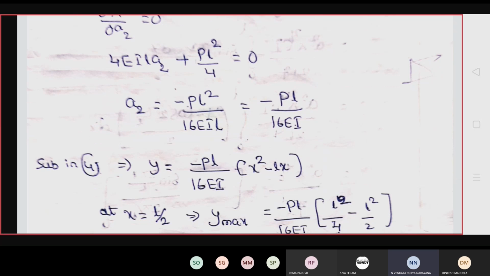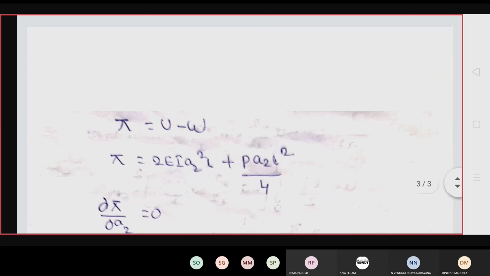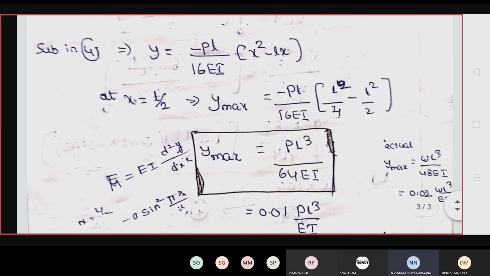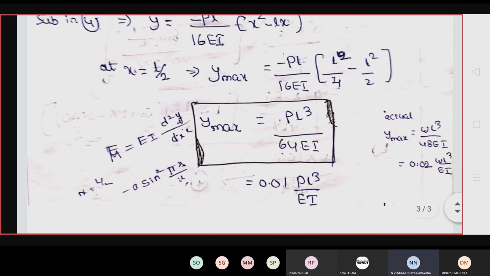After that, y equals minus PL by 16 EI times x square minus lx. At x equal to L by 2, since we know the point load acts at center, y max will be minus PL by 16 EI times L square by 4 minus L into L by 2. Y max equals PL cube by 64 EI after all cancellations and substitutions. This is the expression found. 1 by 64 is nothing but 0.01 something, PL cube by EI.